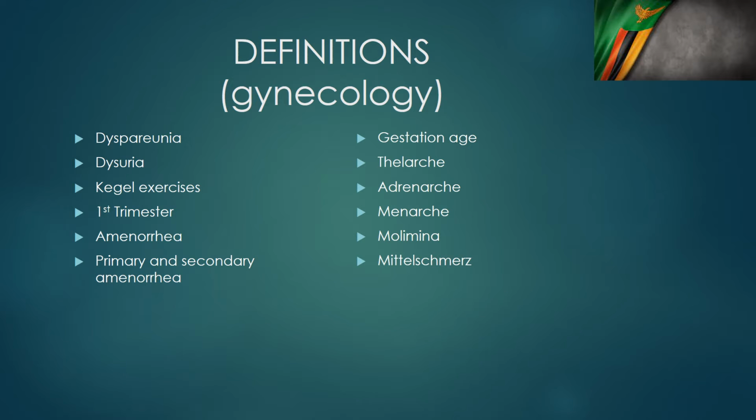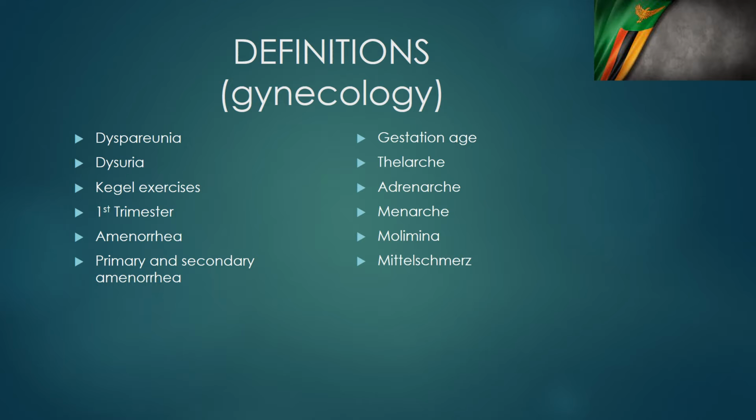So the next things we are going to describe are terminologies that we again commonly use. When we say dyspareunia, we mean painful intercourse. When we say dysuria, we mean painful urination. When we say Kegel exercises, we mean the pelvic floor exercises that a woman would do to strengthen her pelvic floor muscles, her bladder muscles, and so on. Those are the Kegel exercises.